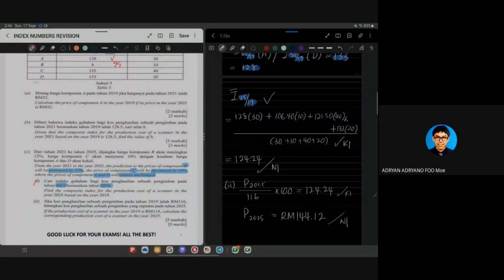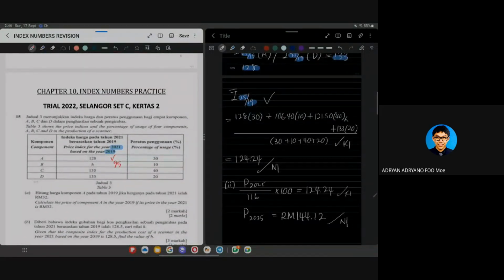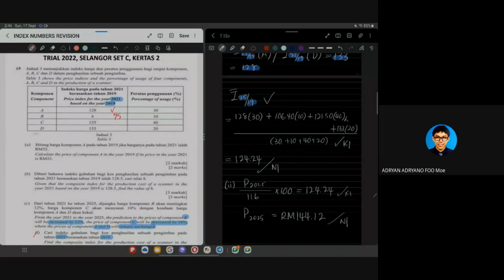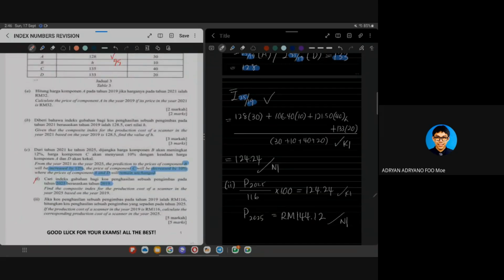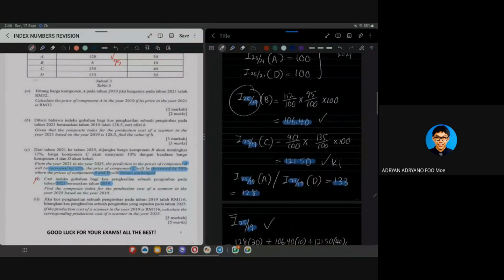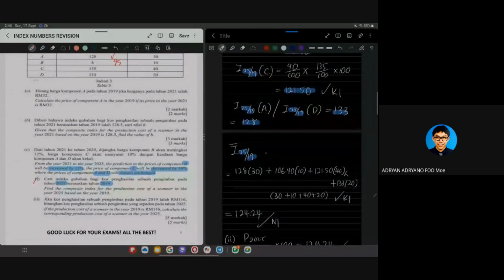So I would suggest this concept for you all. When you see the word all increase or decrease by the same rate, you can use the composite chain rule straight away. But when it is this kind of question, where they specifically mention for each ingredient or each material, increase by how much, decrease by how much, then we do not use the composite chain. We have to find out first the new index for each material, then only we find the new composite. Can you see the difference?